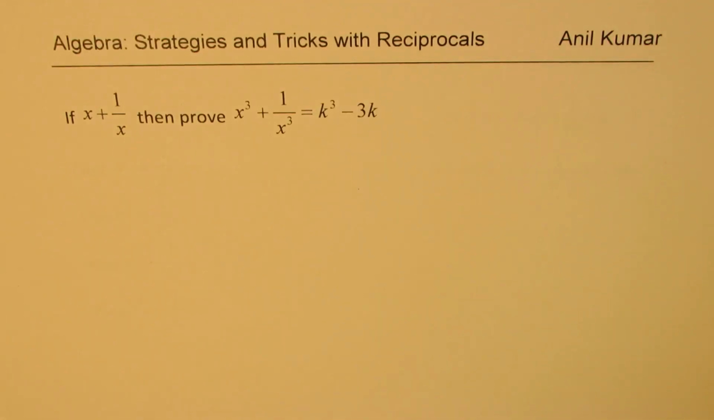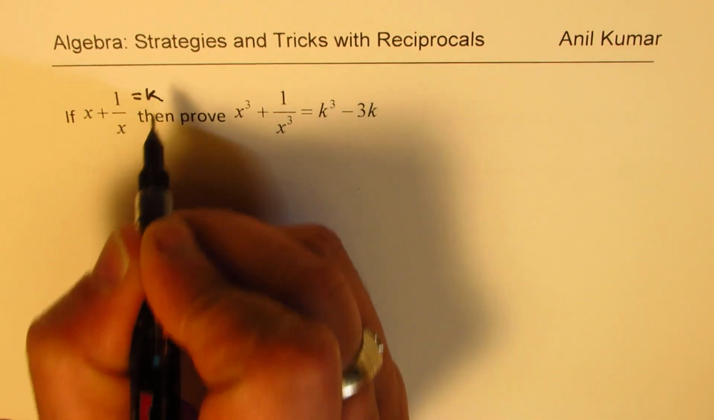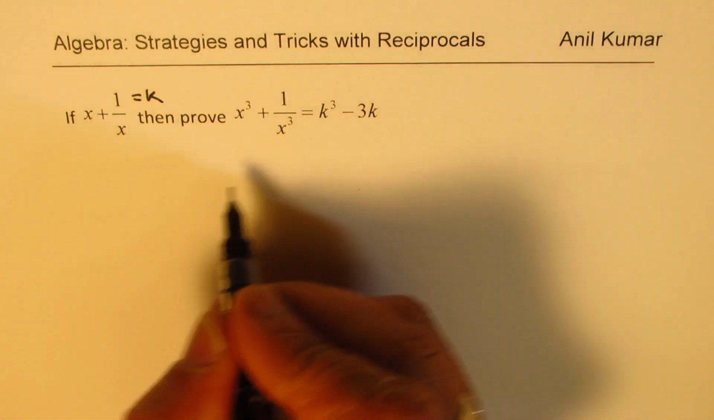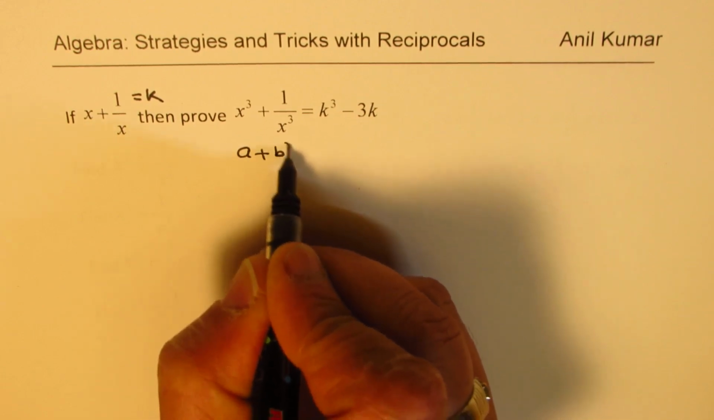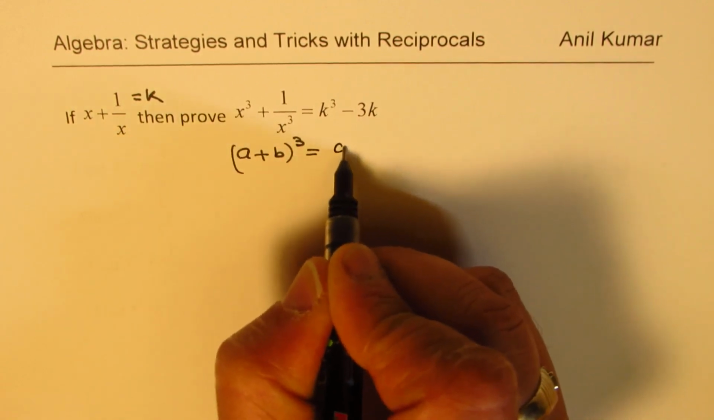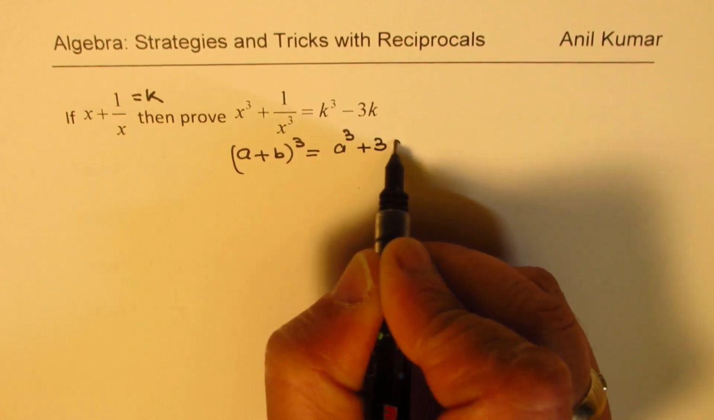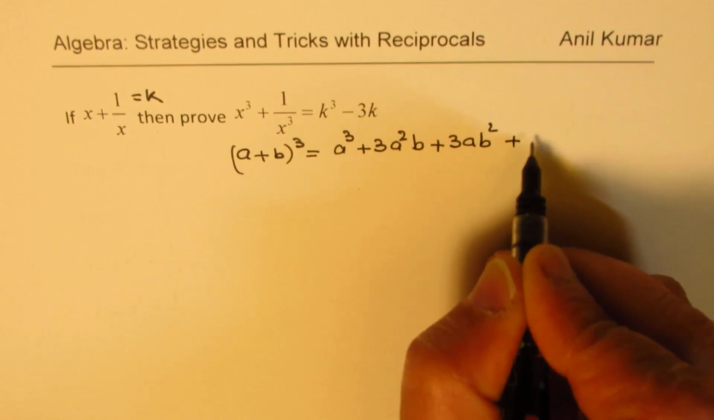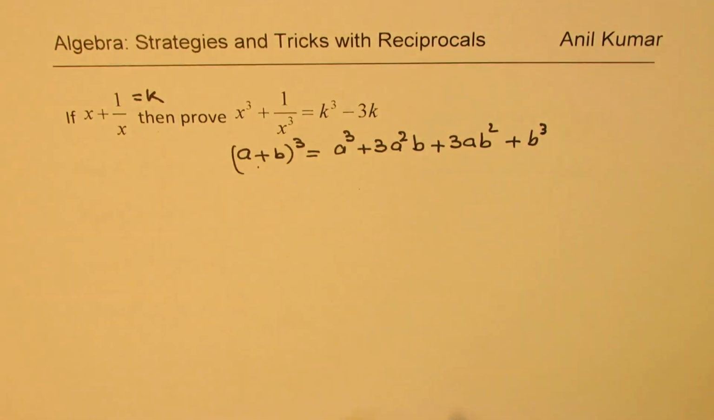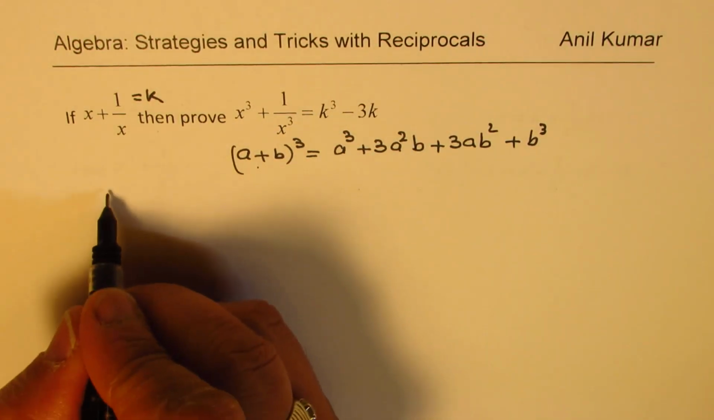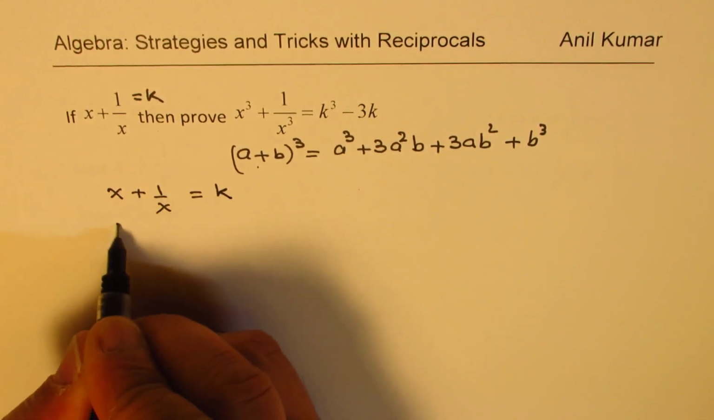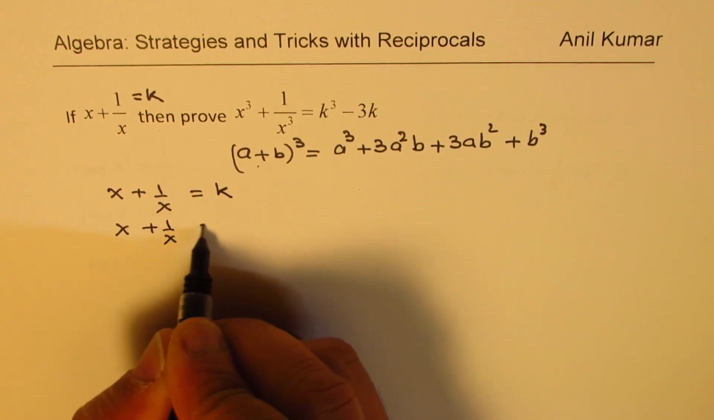Now let's see what happens when we are working with cube. I forgot to type this equals k here. Let me introduce it here. Now what is a plus b whole cube equal to? As you remember, a plus b whole cube is a cube plus 3a square b plus 3ab square plus b cube, right? So we are actually going to use this formula and get our result. We are given x plus 1 over x as equal to k. So if I cube both sides, what do I get?